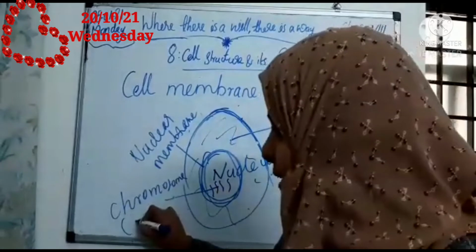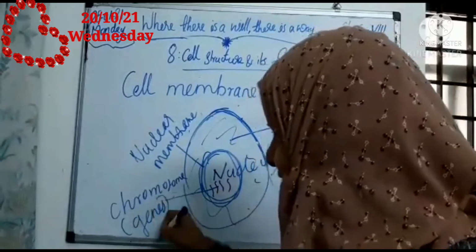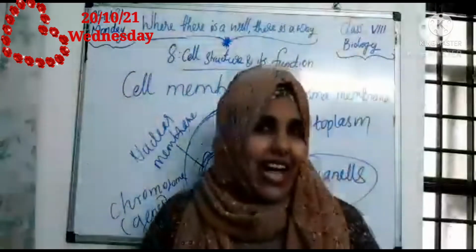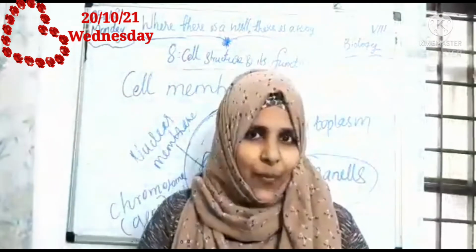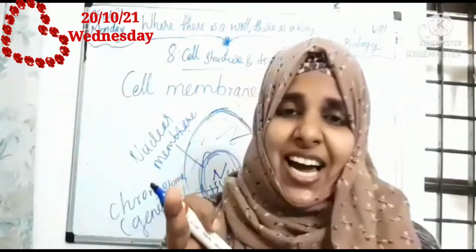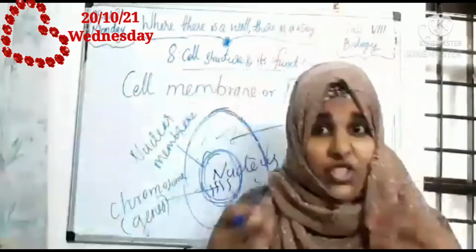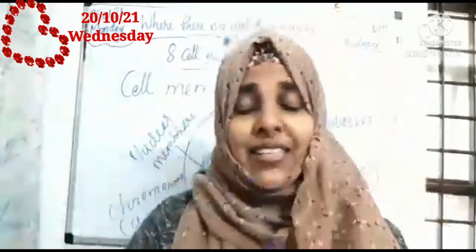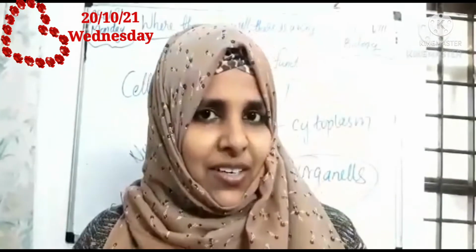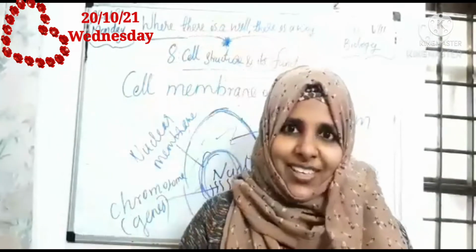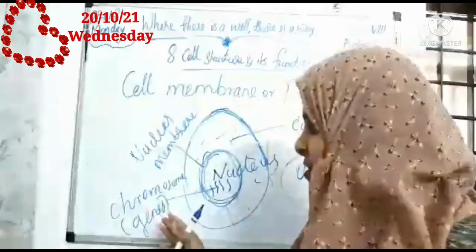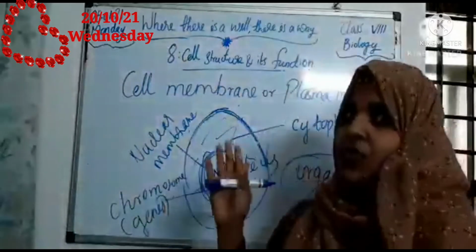Chromosomes actually carry genes. What are genes, children? Usually my relatives say I am like my father. Why? Because I am carrying my father's genes in my body. So genes are hereditary carriers. Genes help in transferring characters from parent to offspring. That's why my character or my eyes are like my father's. So genes are the hereditary carriers, present in the chromosomes of the nucleus.